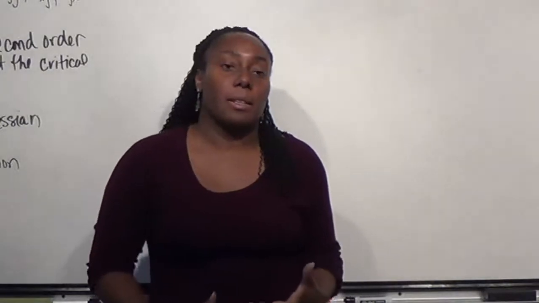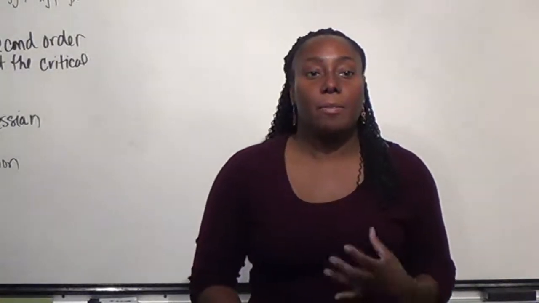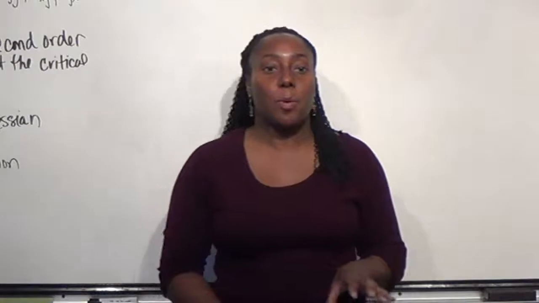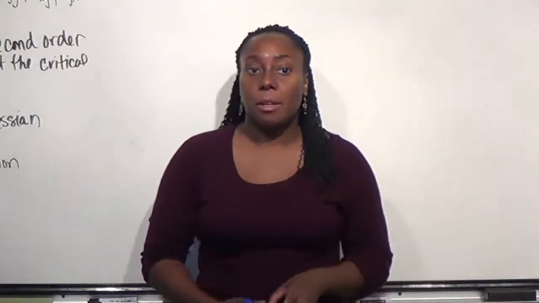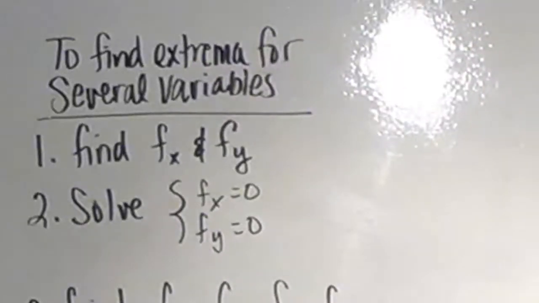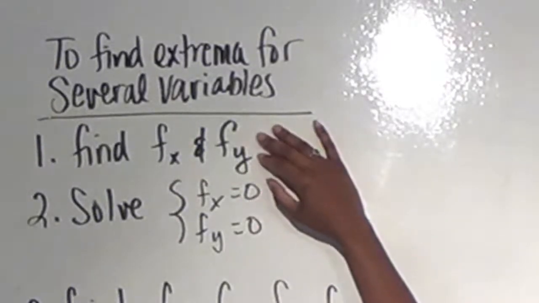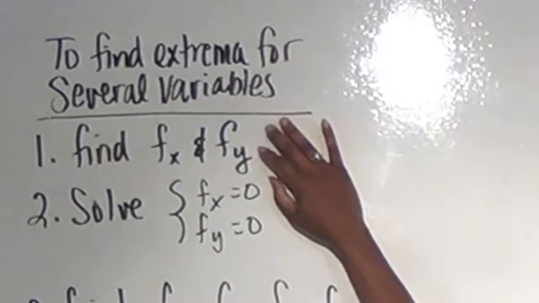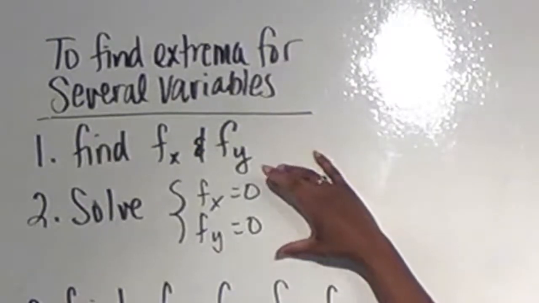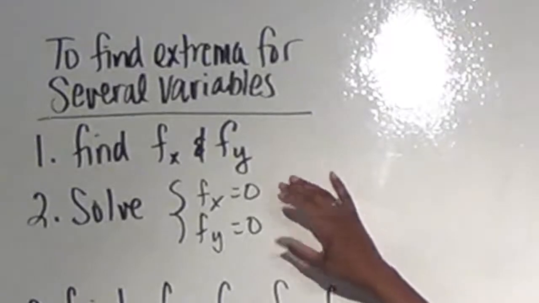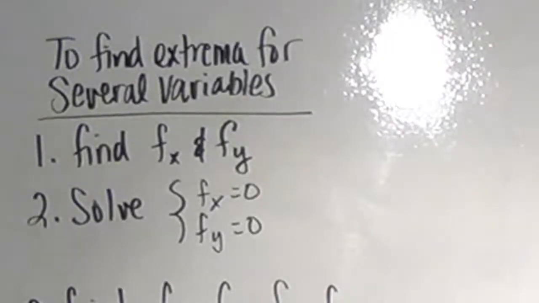So let's look at an example or two of how to find our extreme values for a multivariable function. Okay. So first, let's quickly review the steps. So here, if I want to find the extreme values, the first thing I'm going to do is find my first order partials, so f sub x and f sub y. Then I want to solve the system to get my critical values. So I'm going to set each of those equal to 0 and solve the system.